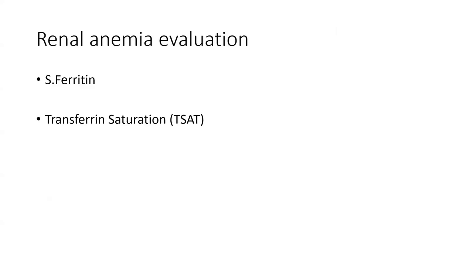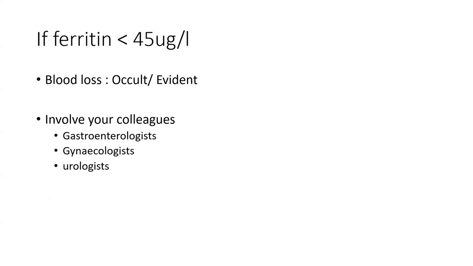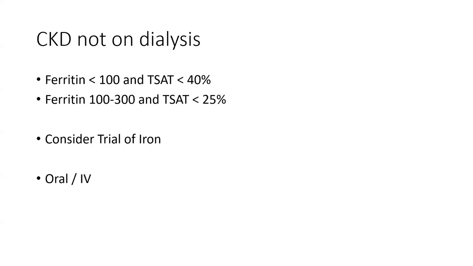If anemia is diagnosed, the next set of investigations they suggest is serum ferritin and transferrin saturation. As a practice point, KDIGO suggests that if a serum ferritin of less than 45 is found, then you have to work up for evident or occult causes of GI blood loss. In that case, you have to depend on your colleagues, the gastroenterologist, the gynecologist, the urologist. Many a time, we might have stumbled upon cases of bladder cancer or lower or upper GI cancers presenting as severe anemia in CKD patients.